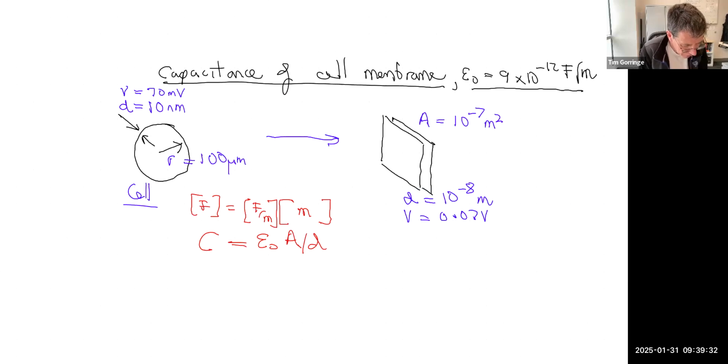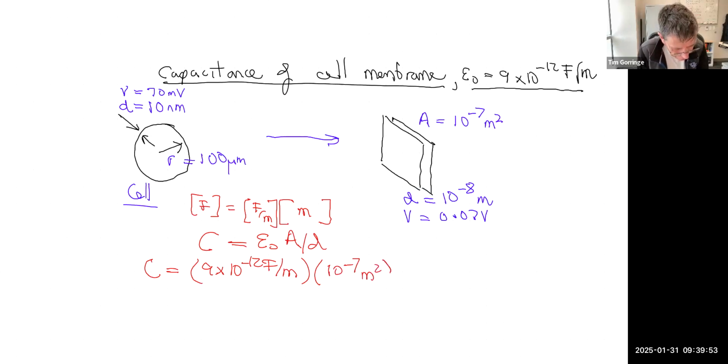Okay, so let's plug in the numbers. The capacitance for our cell then is going to be 9 times 10 to the minus 12 farads over meters. That's epsilon naught. Multiplied by the cross-sectional area of the plates, that's 10 to the minus 7 meters squared. And remember, we're just working approximately because all cells are different. We've got to divide by the separation between the plates. This is 10 to the minus 8 meters.